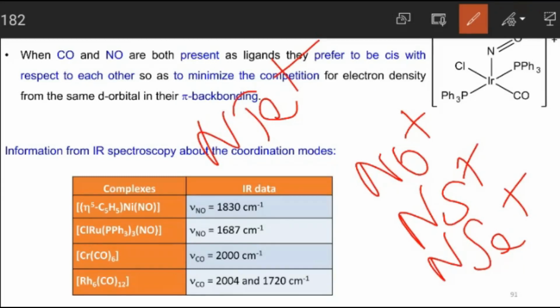If you talk about nitrosyl NO plus, NS plus, NSe plus, NTe plus, they are also 10 electron species, and their MO diagrams are almost the same. Then my question is, among this nitrosyl family, which is the strongest pi accepting ligand, NO plus or NTe plus?